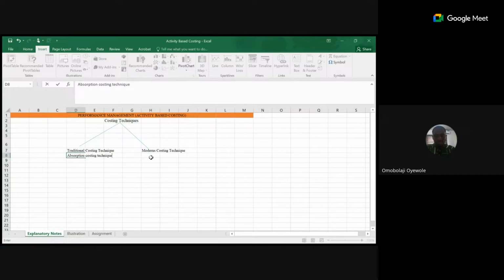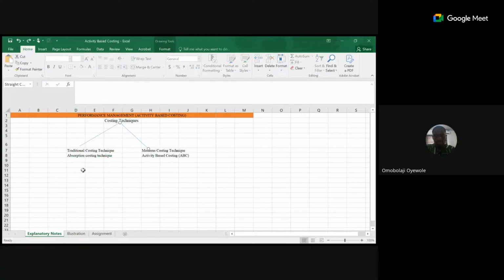Now, why the modern costing technique? There are several kinds of modern costing technique, but our focus now is on activity-based costing, that's ABC. Now, what's the importance of it? So let's look at the absorption costing technique.